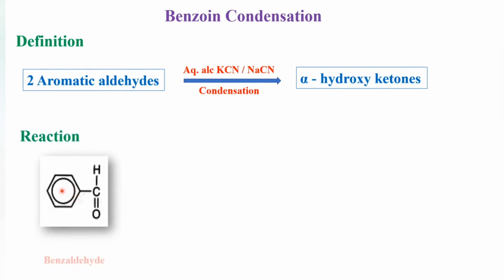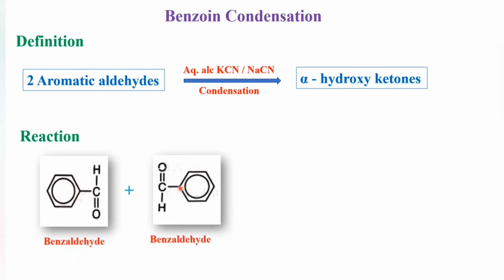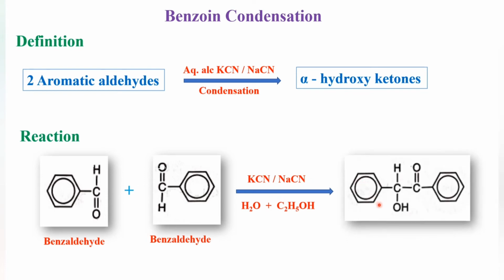First we have taken one molecule of aromatic aldehyde, that is benzaldehyde, which reacts with another molecule of benzaldehyde in the presence of aqueous alcoholic potassium cyanide or sodium cyanide, and we are getting alpha hydroxy ketones, which can be called benzoin. Here the ketone is the functional group. According to the functional group, the next carbon is the alpha carbon, and the alpha carbon has a hydroxy group. That's why it is called alpha hydroxy ketone.